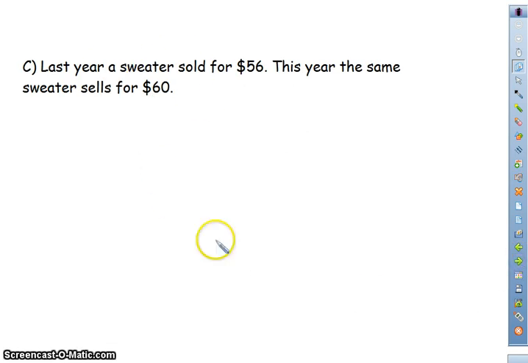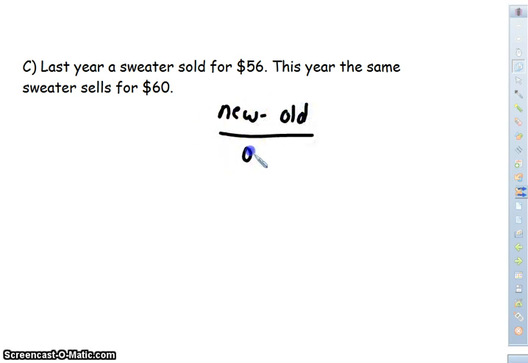I want you now to hit pause and go ahead and solve this particular problem. Alright, last year a sweater sold for $56. This year the same sweater sells for $60. New minus old over original price. So my new price is $60 minus the old, which is 56, divided by the original, which is 56.